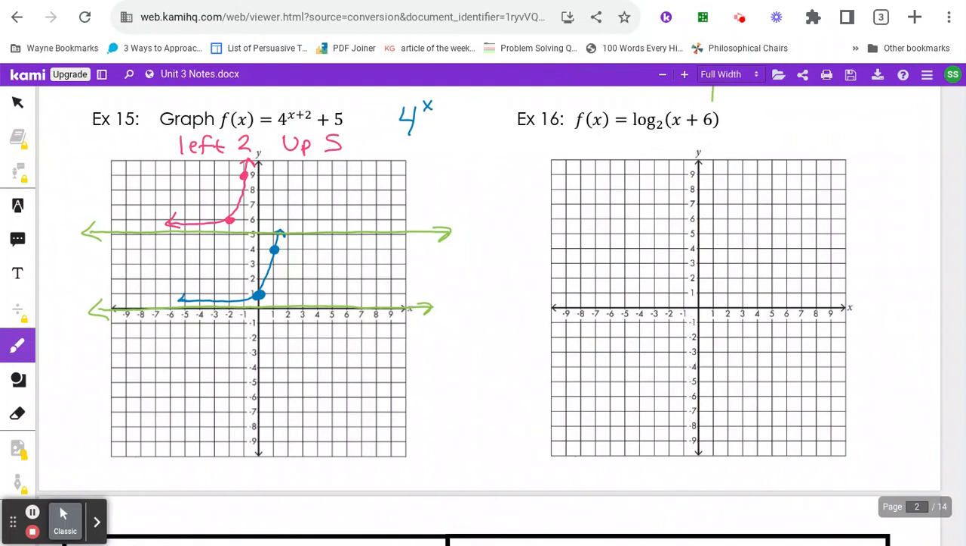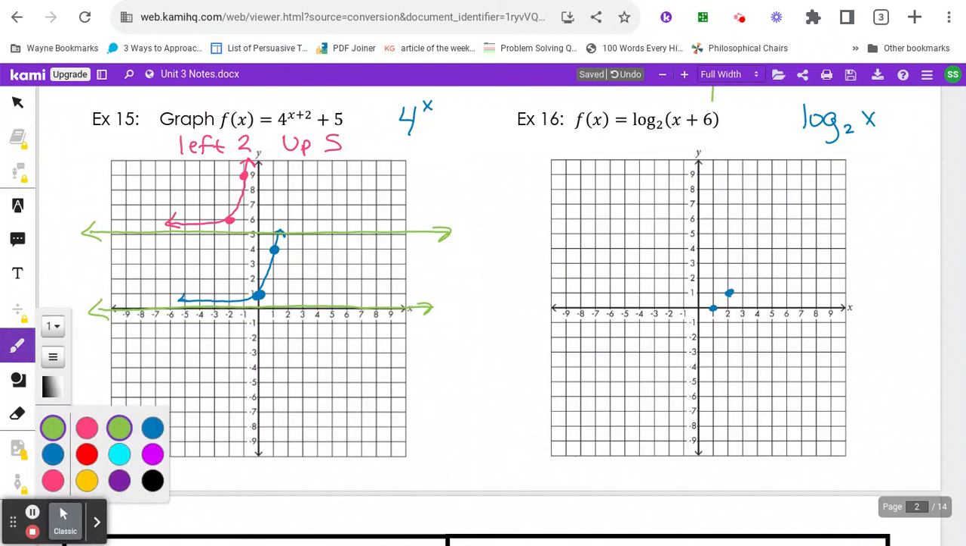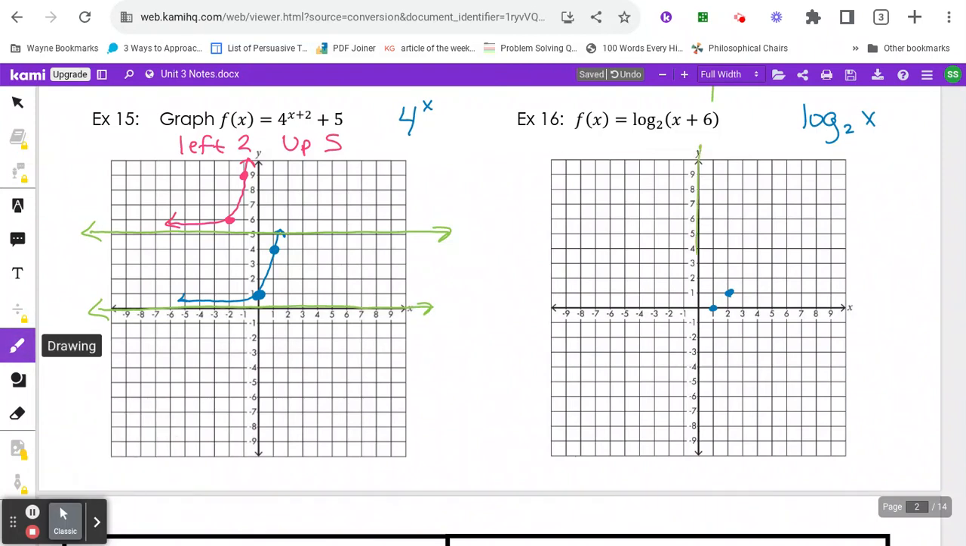All right, and example number 16, again, we'll start off by drawing that in blue. We're just going to start off by graphing log base 2 of x. So we'll have our first dot at 1, 0, our next dot at 2, 1. Draw the asymptote line in. Remember, your asymptote line on this one is vertical. You can draw that log graph in.